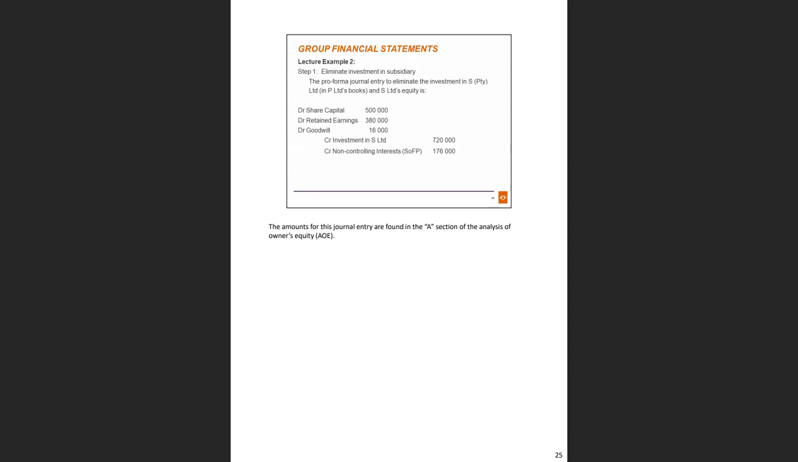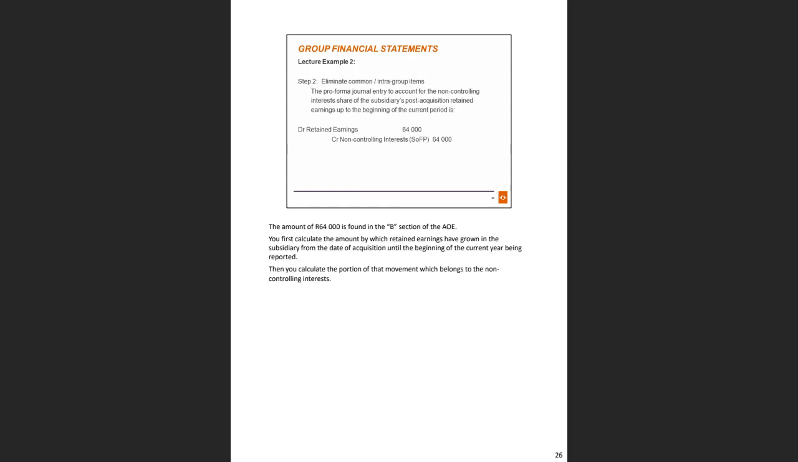Then, because P doesn't own 100% of S, it only owns 80%, we are also going to credit non-controlling interest with its share of this equity. All of these figures come from section A in the analysis of owner's equity statement. That's why it's so important to do that statement, because it will assist you with your journal entries. It will assist you in preparing all of your different statements. Okay, let's have a look at the next slide.